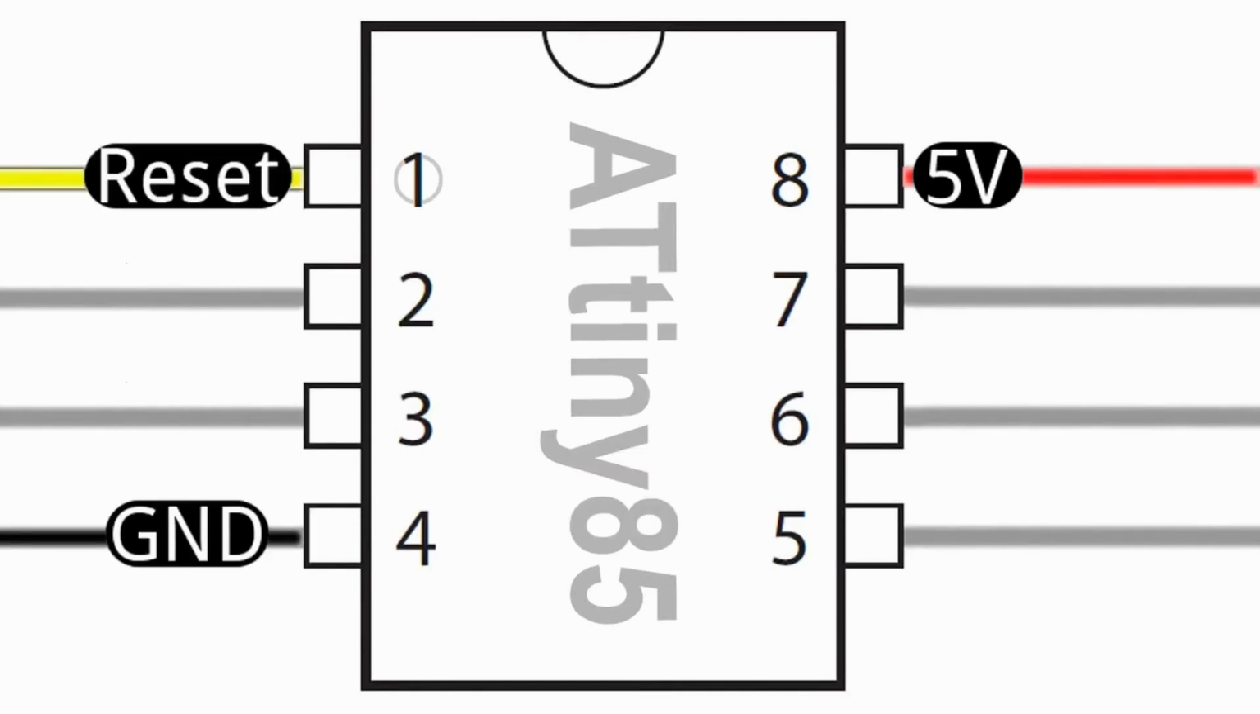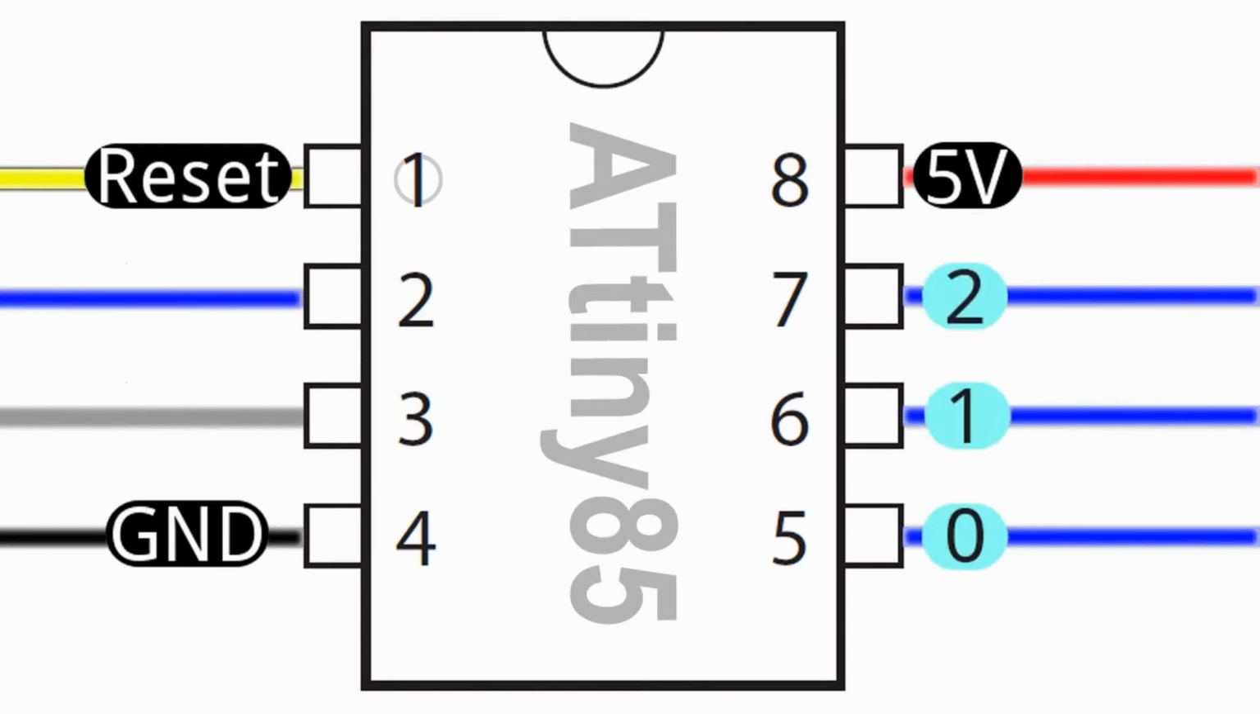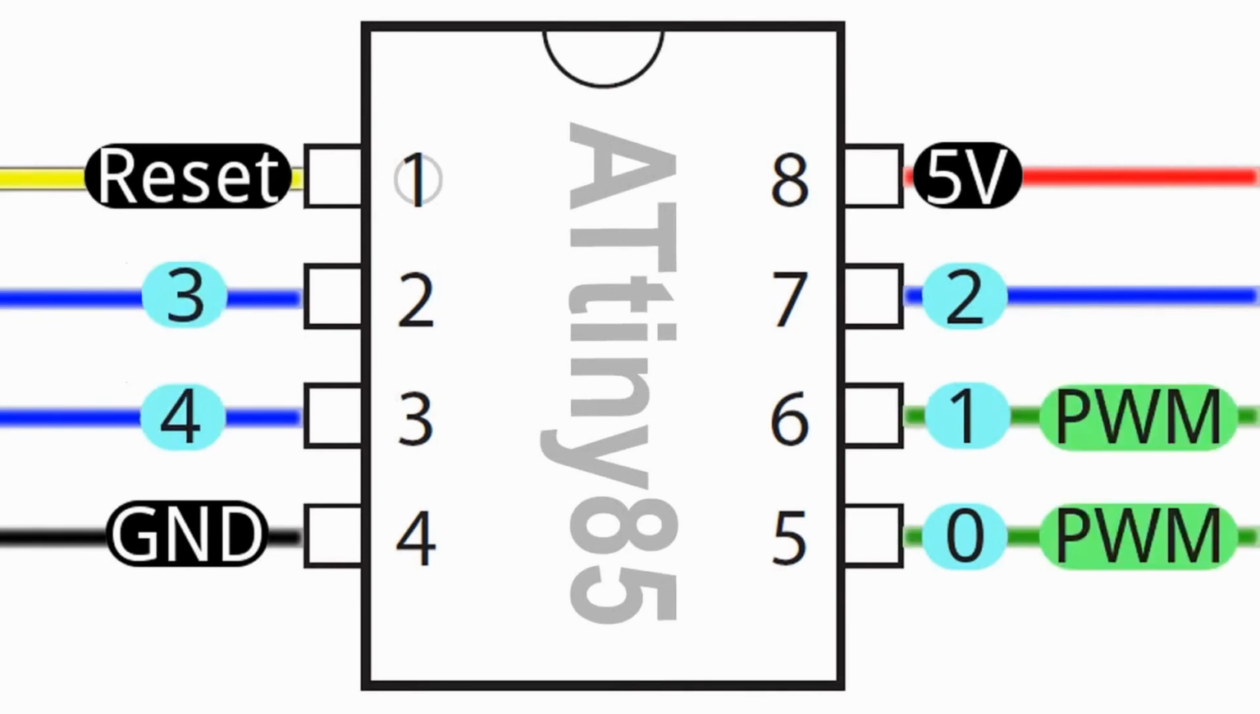Leg number 1 will reset the sketch on the ATtiny if written as high, but it can be ignored if you don't need to reset the chip from an external source. Legs 5, 6 and 7 can be set up in the sketch as output pins 0, 1 and 2, while legs 2 and 3 will be output pins 3 and 4. Pins 0 and 1 can handle pulse width modulation to simulate an analog output and fade an LED's brightness up or down. Legs 7, 3 and 2 can be defined in the sketch as analog input pins 1, 2 and 3 respectively, should they be needed.